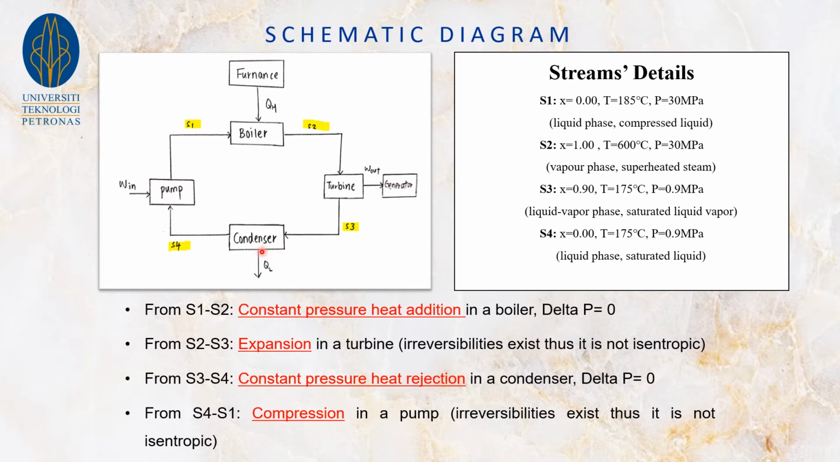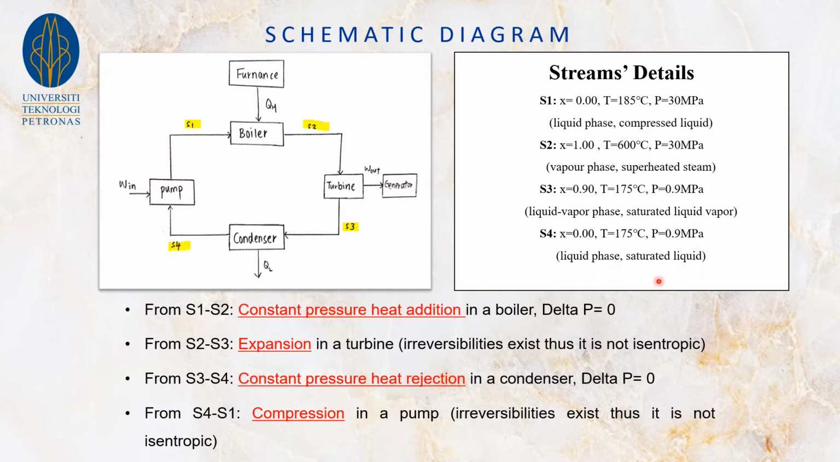The condenser will condense the vapor into saturated liquid. So the phase at the inlet of the pump will be saturated liquid too. We assume the inlet temperature of the pump to be 175 degrees and the pressure 0.9 megapascal, which will result in a saturated liquid phase.